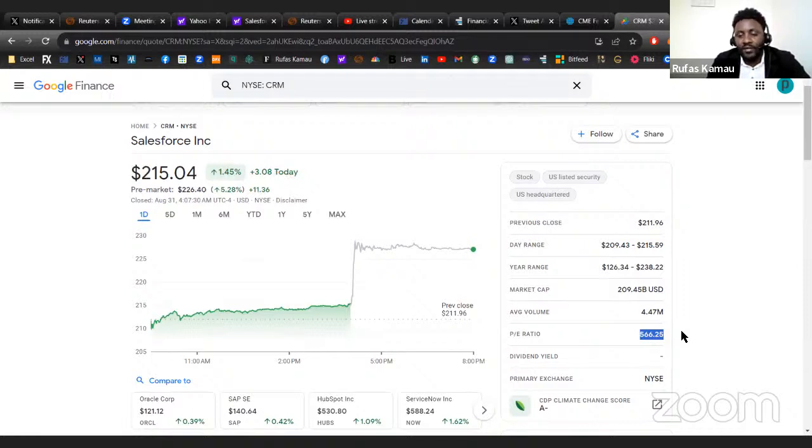So a very high PE ratio implies either of two things. One, either there's a bubble and a strong speculation in that stock, or there's a very strong belief in the future earnings of this company.